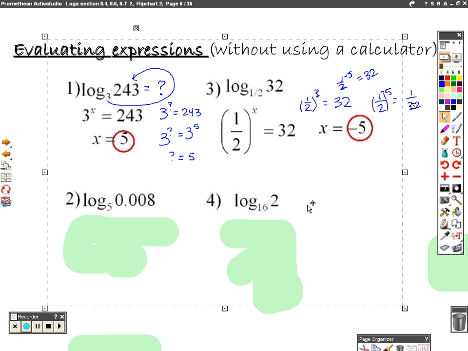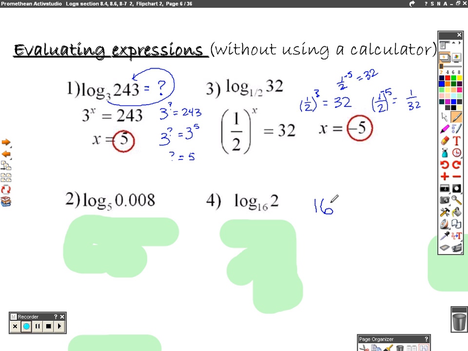Let's try this one. 16 to what power equals 2? Now we have something starting off big. 16 to the question mark power. Put in a question mark. 16 to the what power equals 2. 16 to some power equals... Now we have to go from a big number to a little number. In order to do that, we're not going to be squaring it or cubing it or raising it to the 4th power.